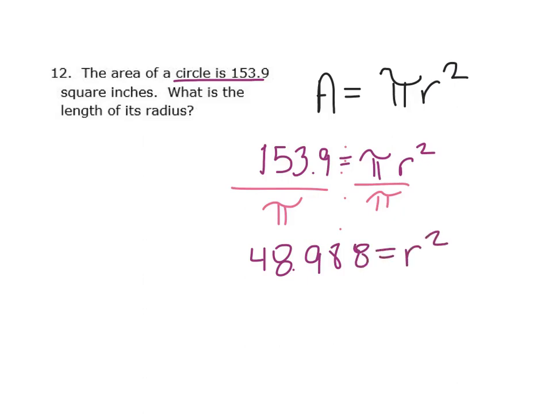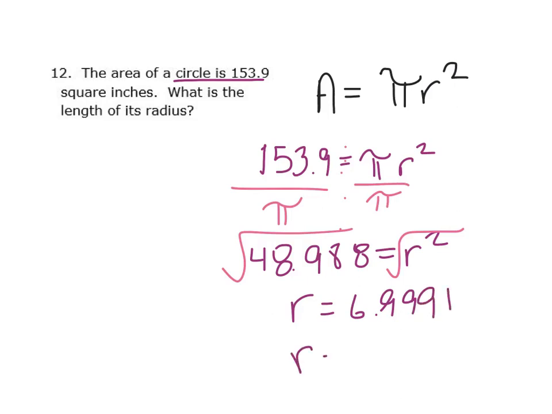And we want to know what the radius is. So we're going to go ahead and take the square root. And that is going to be 6.9991. Or this one, if you round to the third decimal spot, 7 inches.